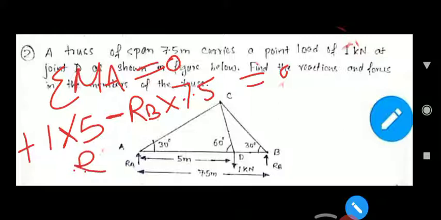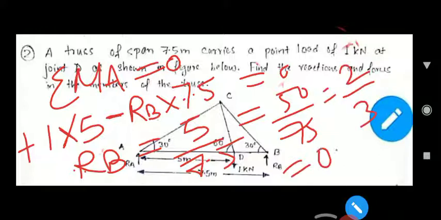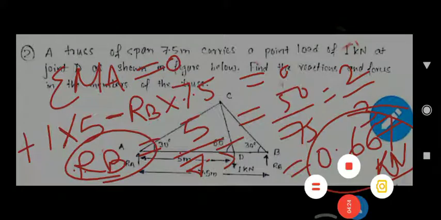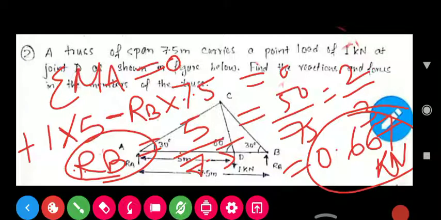So let's solve for RB. We have RB equal to 5 by 7.5. Okay, so it is 50 by 75, or it is 2 by 3, 0.667 kilonewton. This is the value of RB, reaction at B. Okay, so we have already found the reaction at B. Now we will find the reaction at A.